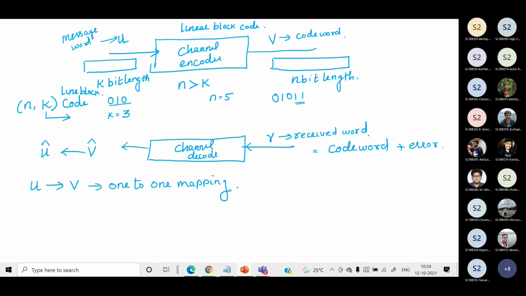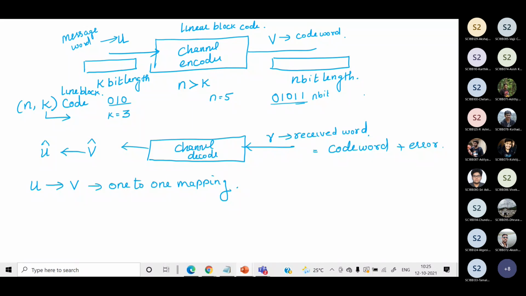How we are going to design these bits, we will see in the channel encoder. So now the length is N bits. So this is your code word. N is here 5 for the code word. So when it enters into the channel, some of the bits can be made into errors.